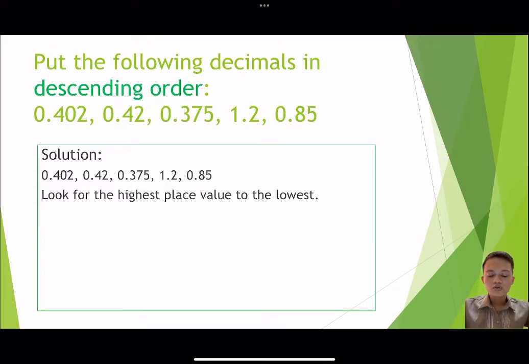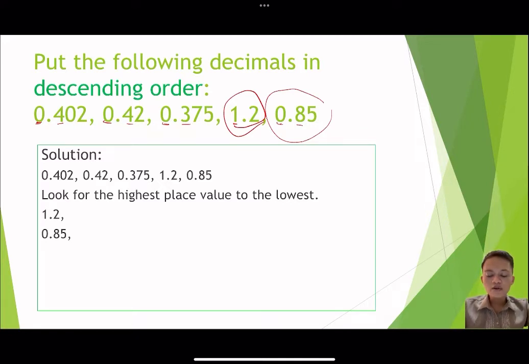lowest. So, ang first place value natin is 0, 0, 0, 1, and 0. Mapapansin natin, pinakamataas yung 1, therefore, ang highest is 1.2. Next place value, we have 4, 4, 3, and 8. Highest yung 0.8, therefore, ang next natin is 0.85. Next is 0.4 and 0.4. Mas mataas siya sa 0.3.